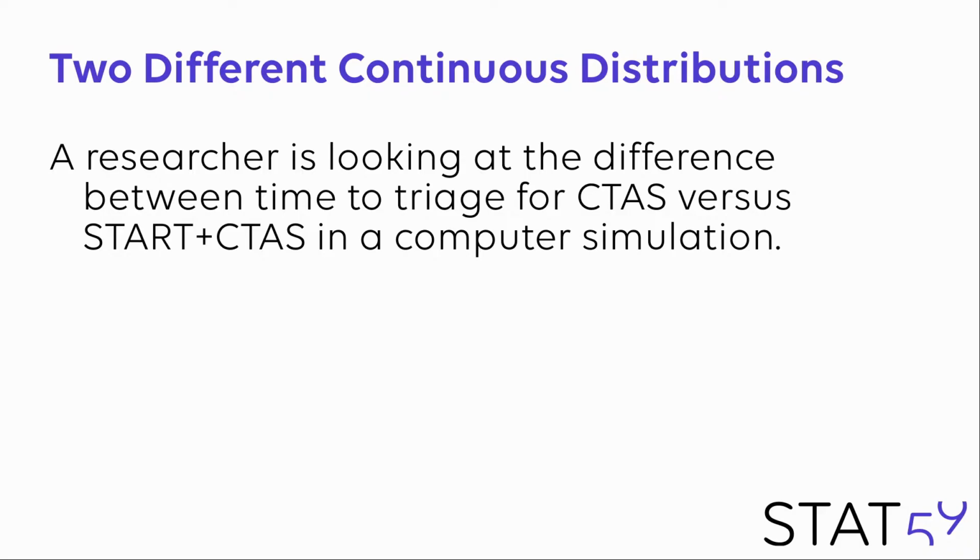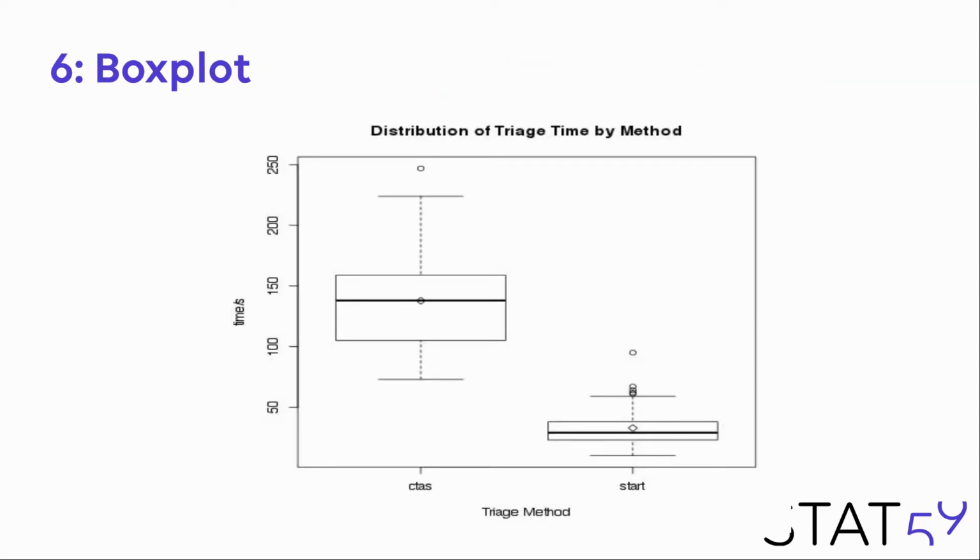In this next example, we're going to talk about 2 different continuous distributions. Here a researcher is looking at the difference between time to triage for CTAS, which is the Canadian Triage guidelines, versus START coupled with CTAS. So here we have 2 different methods, and we're looking at the difference in time. This is a wonderful time to use a box plot. Box plots are an excellent, easy to understand way to plot continuous data.